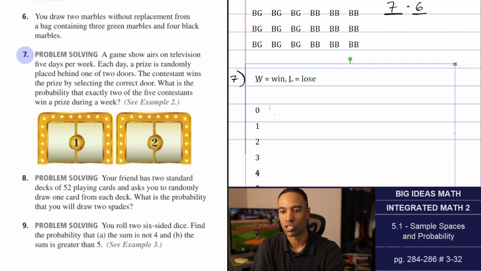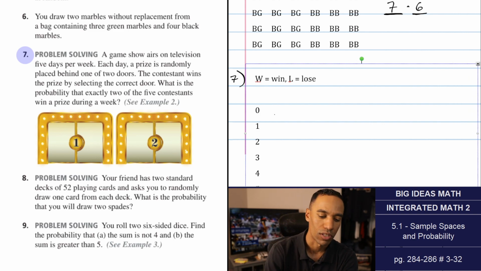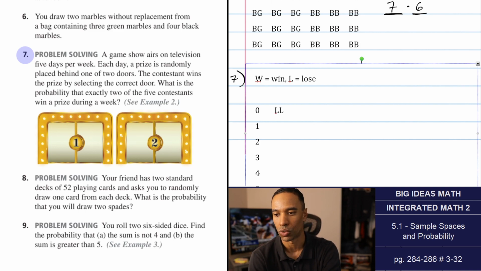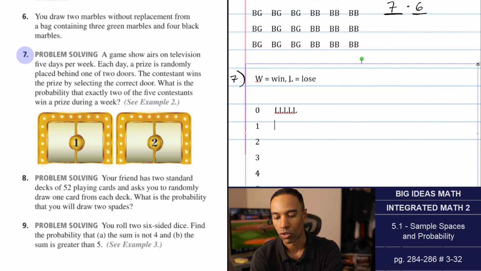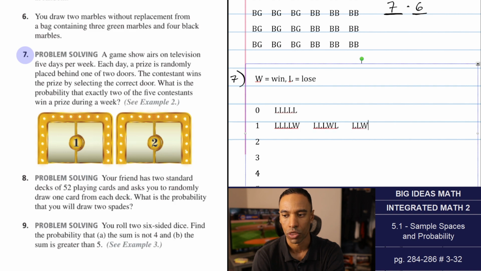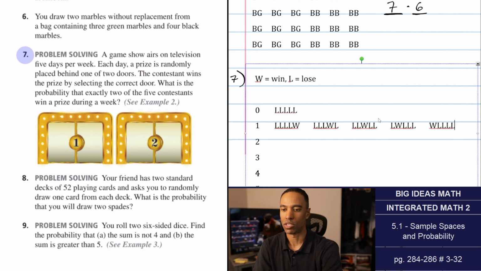I was trying to think if I needed to do the days or the number of wins, and it looks like I need to do number of wins. So let's do it that way. No wins means it will look like this. Every day they lose. In 1 win, there are a lot of ways you can do this. Either the last one can win, or the 4th one, or the 3rd one, or the 2nd one, or the 1st one. Those are the 5 different ways you can arrange 1 person winning.